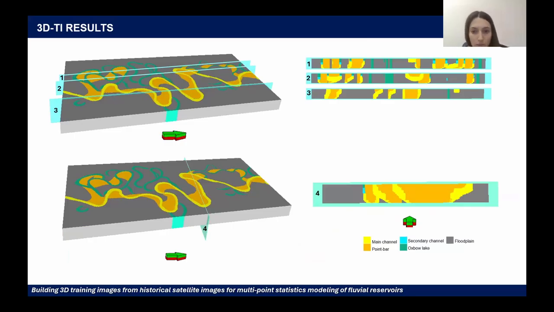As we can see in these cross sections, the training image preserves the three-dimensional geometries and the stratigraphic coherence. You can see the channels, point bars, and oxbows that exhibit realistic lateral migration and vertical and lateral stacking. Successive channel abandonment and reincision generate fining upward amalgamated channel bar complexes. Thereby, the depositional architecture is reproduced. The fining upward trend is represented here by the progressive abandonment of channels, transitioning from the main channel deposits in yellow to secondary channels in light blue, and eventually to the establishment of oxbow lakes represented in green.